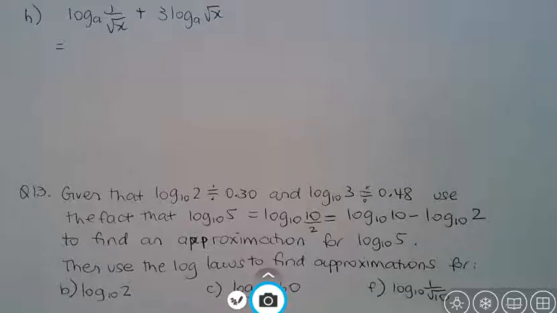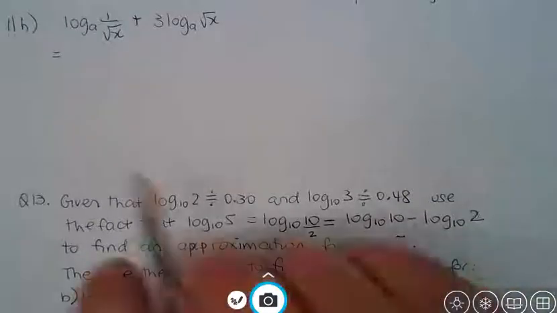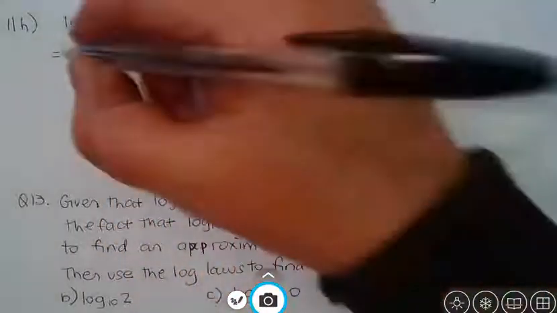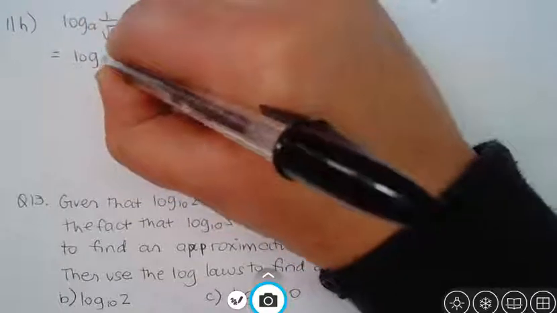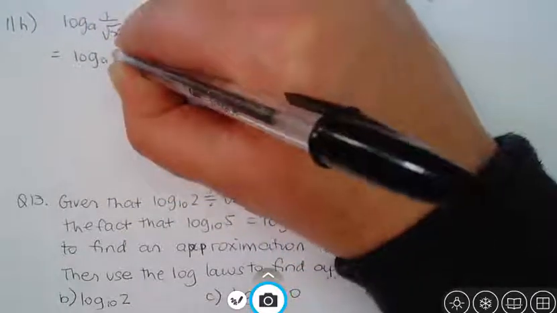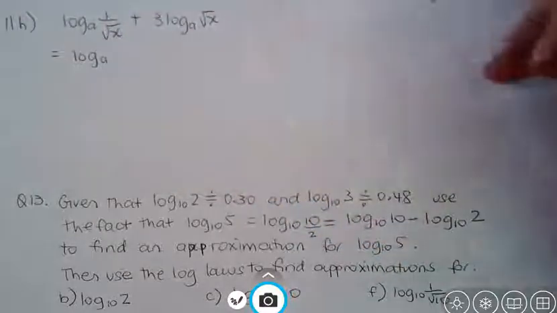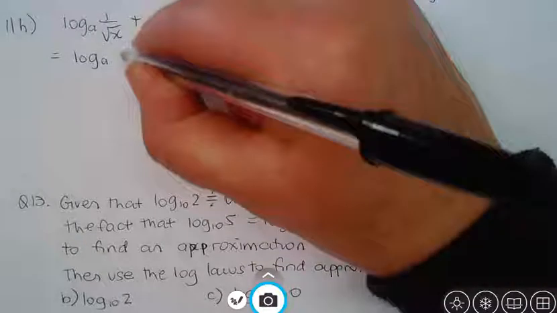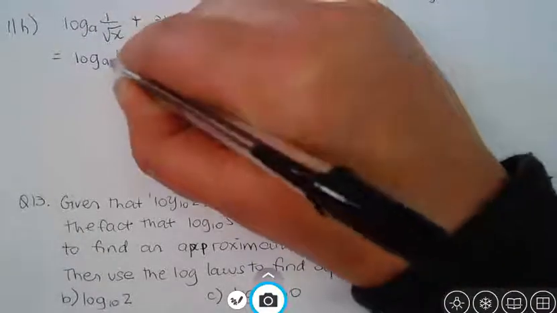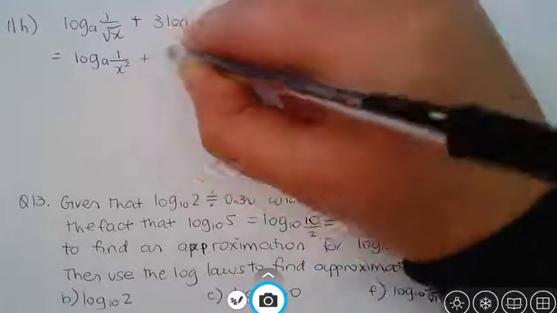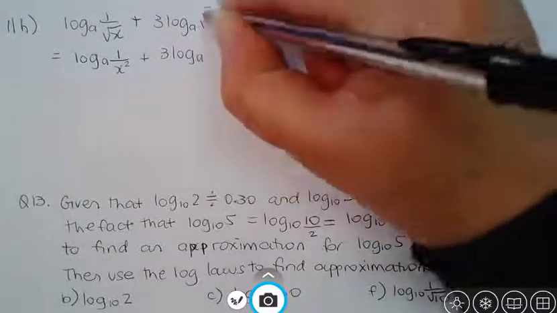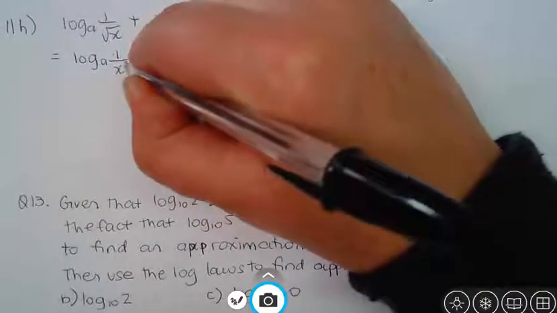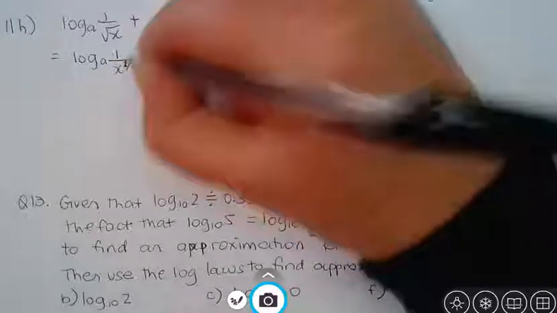Question 11h, just another example here. We've got log to the base a of 1 over root x plus log to the base a of root x. We can write this 1 over root x as root x to the power of negative 1, but we're not going to do that yet. Before we do that, 1 over root x is 1 over x to the power of a half, sorry, not 1 over x squared, that was a mistake.